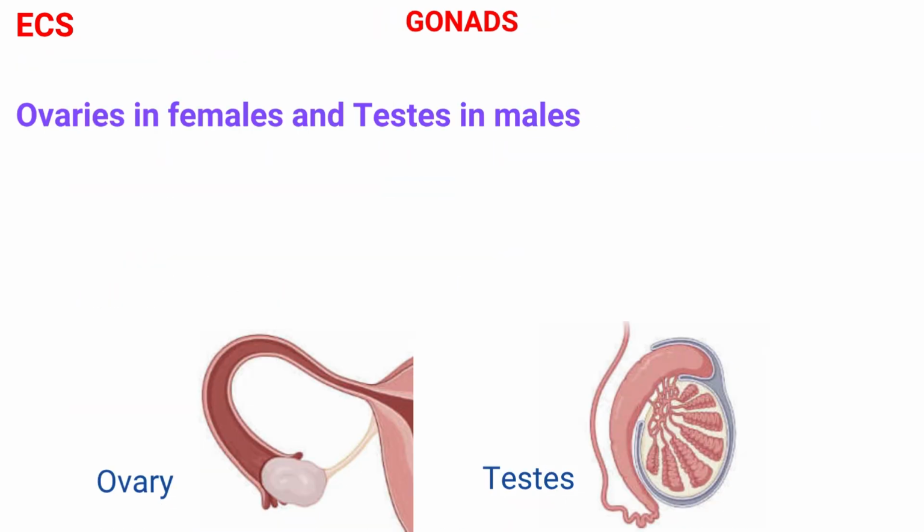The next gland is the gonads. They are the ovaries in females and the testes in males. They are responsible for producing the sex hormones of the body. These sex hormones determine the secondary sex characteristics of adult females and adult males.